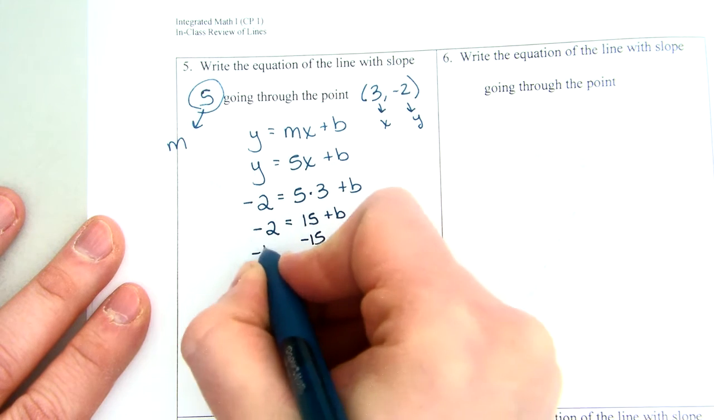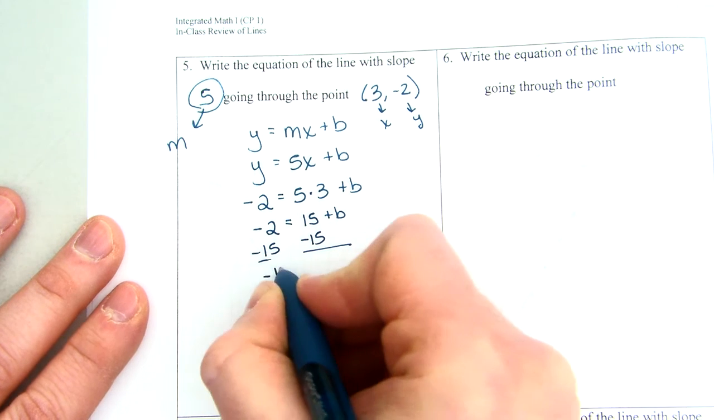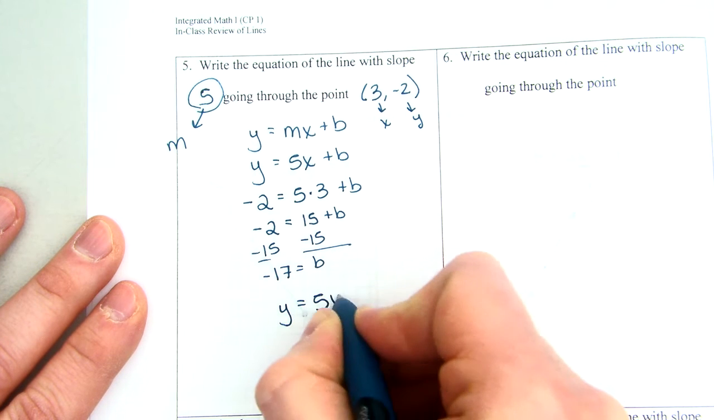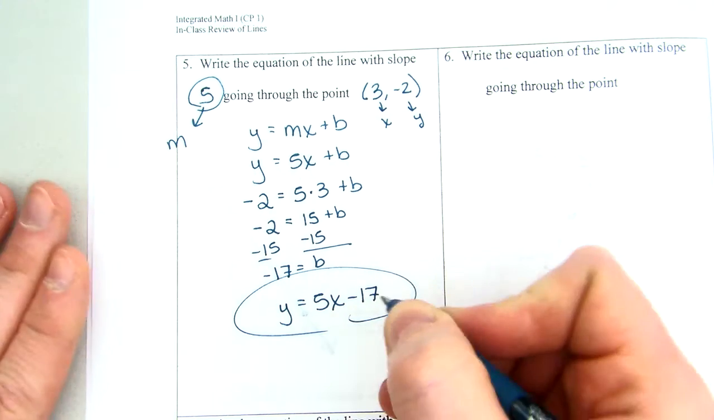Subtract 15. Subtract 15. We're going to get negative 17 for our b, which means our equation should be y equals 5x minus 17.